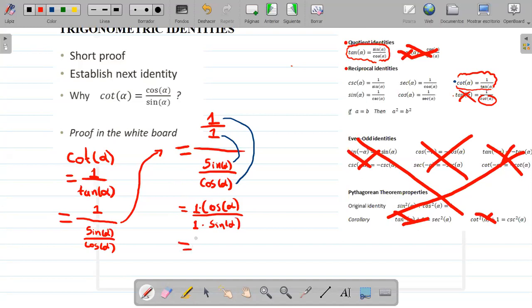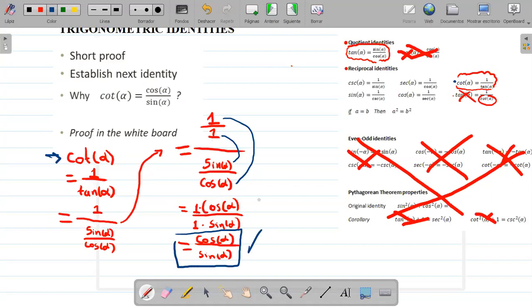What happened with those products? 1 times cosine of alpha is cosine of alpha. 1 times sine of alpha is sine of alpha. And now we reach what we want. We wanted to convert this cotangent of alpha into cosine over sine. Essentially, this is what we did: we started with cotangent of alpha, converted it into 1 over tangent, then into 1 over sine over cosine, and then converted that into cosine over sine, which is what we want.